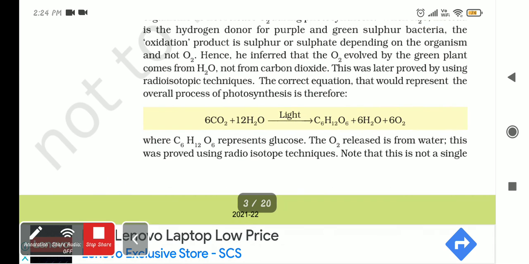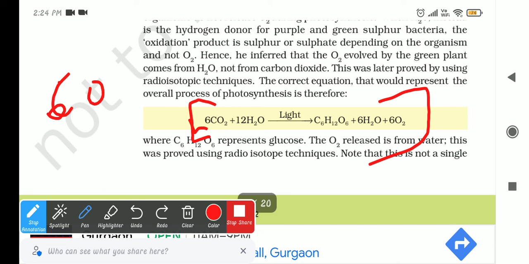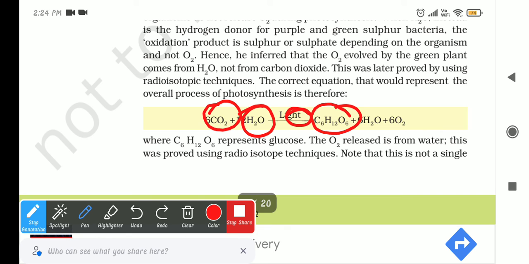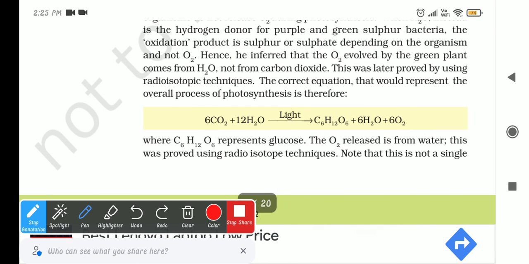And this is the correct equation for the process of photosynthesis, which was given later: 6CO2 plus 12H2O, in the presence of light, gives glucose, which is C6H12O6. This is our glucose. And do you know the formula of sugar? Sugar is C12H22O11. And the O2 is released.